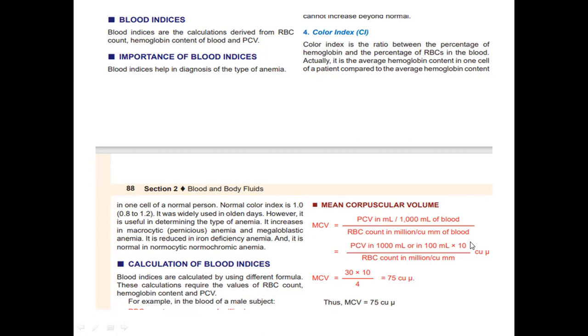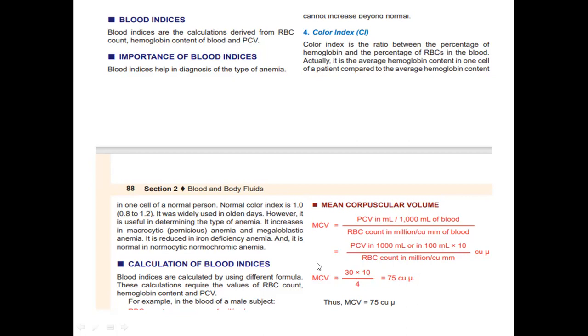So if we do that, we would have 30, if we assume that our patient had 30 packed cell volume, multiply that by 10 and divide that by the amount of red blood cells in the patient, which is 4 million. So what did we get? We got 75 cubic microns. So that's what we got.